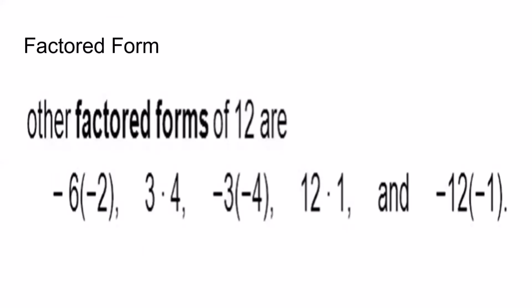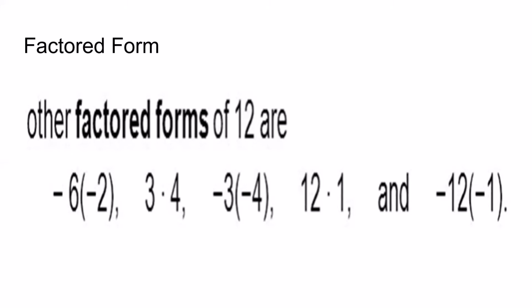Now, once again, what are the factor pairs? The factor pairs are just simply the numbers that can be multiplied together to give you the product that you're looking for. So we have the factor pairs of 12. Well, -6 times -2 gives you 12. 3 times 4 gives you 12. -3 times -4 gives you 12.